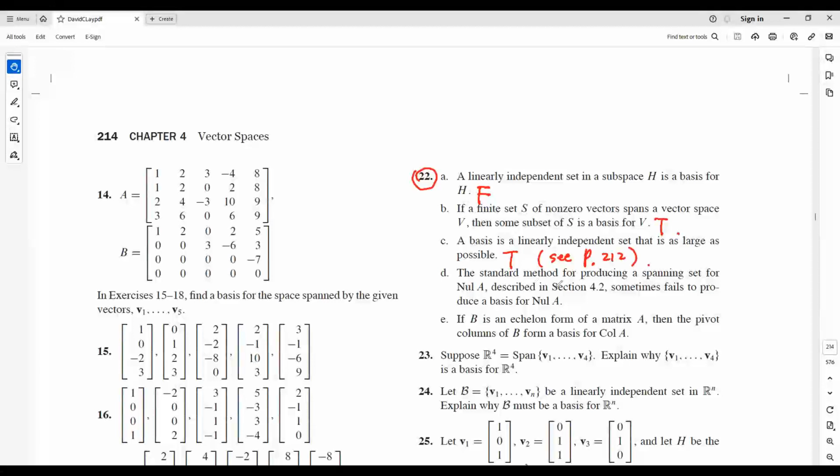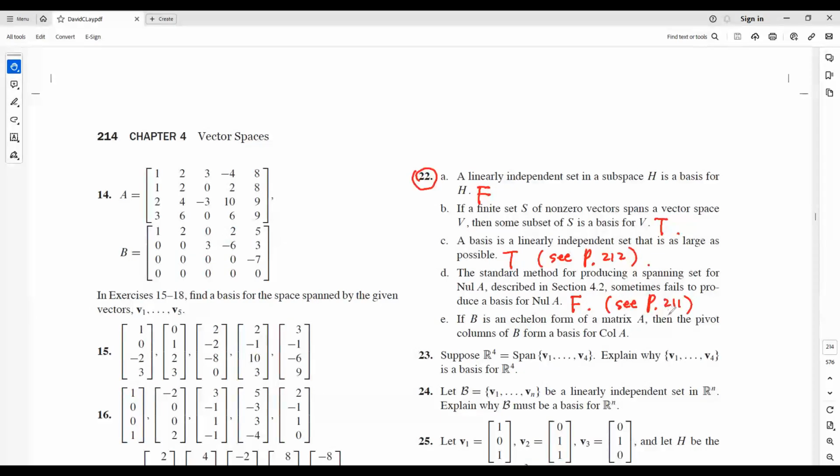D. The standard method for producing a spanning set for Nul A, described in section 4.2, sometimes fails to produce a basis for Nul A. False. The standard method described in section 4.2 always produces a basis for Nul A. See page 211.